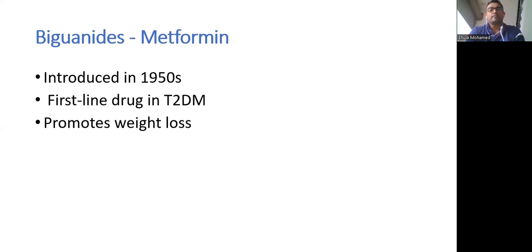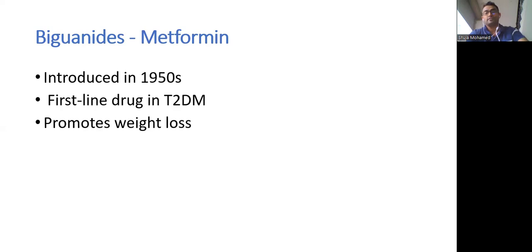Metformin comes under the biguanides family. It is the first line drug in diabetes mellitus. If you see in the hospital, when a patient is diagnosed with diabetes, especially type 2, the doctors initially start him with metformin.